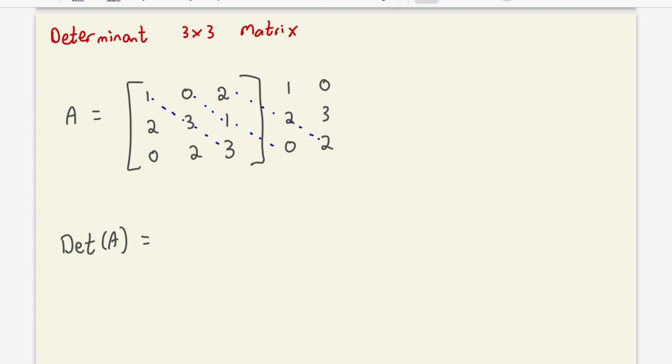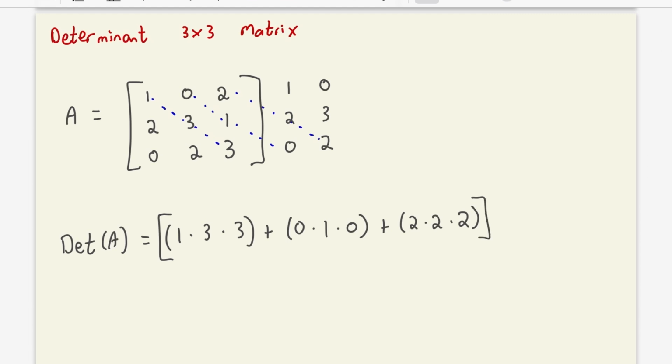If we look, our first one is going to be 1 times 3 times 3. That's just our first diagonal. Plus our second diagonal, which is 0 times 1 times 0. Plus our third diagonal, which is 2 times 2 times 2. So that's our first piece.